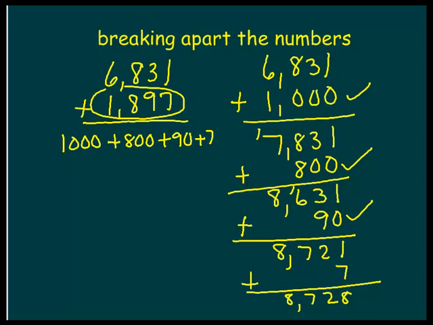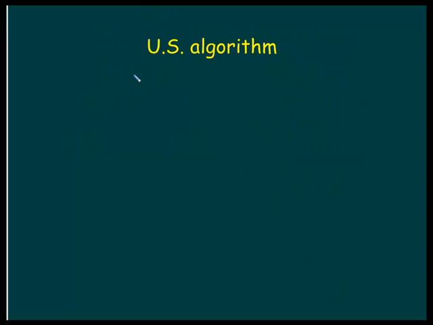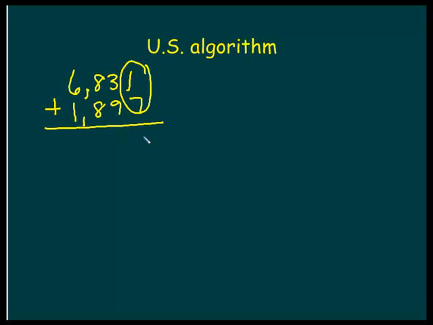All right, the next strategy is what we consider the traditional strategy. It's the US algorithm. So we're going to look at that same exact problem. Okay, so the way we're going to solve this problem is we're going to first start in our ones place, and we're going to add our 1 plus our 7, and 1 plus 7 is going to give us 8. Then we're going to look at our tens. That 3 represents 30 and that 9 represents 90. So we're actually going to add 3 tens and 9 tens, and we're going to get 12 tens. So we're going to put our 2 down at the bottom.